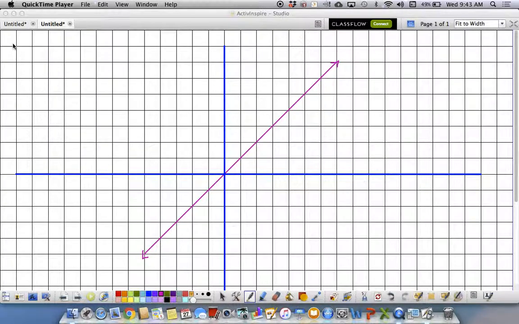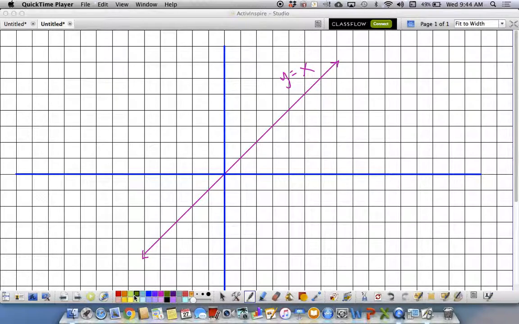y equals x. This is the pink line. y equals x is one of the simplest equations to graph, one of the simplest lines to graph. The y-intercept is 0. We have a slope of 1. We are happy with y equals x.